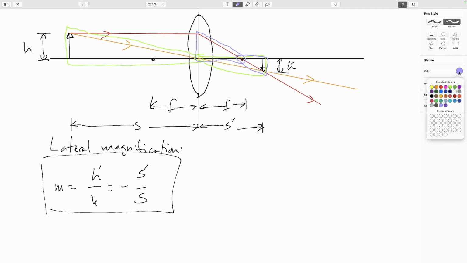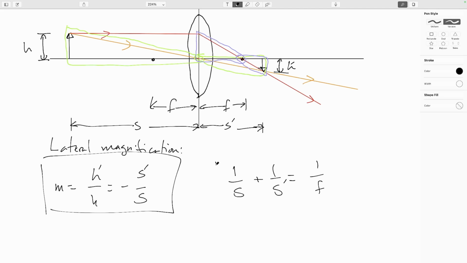Now you're going to have to use a whole bunch of tedious algebra, and I will spare you the tedious algebra and get to the punchline. When you set up the similar triangles here and turn the crank on the algebra, you'll get that 1 over s plus 1 over s prime equals 1 over f. Now this gets alternately known as the thin lens equation.